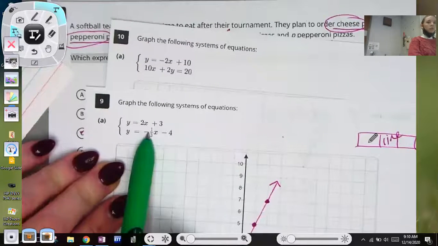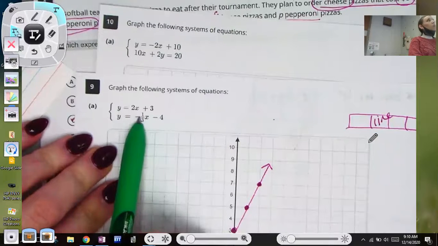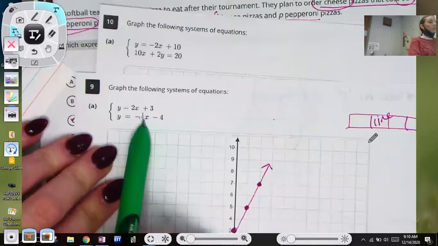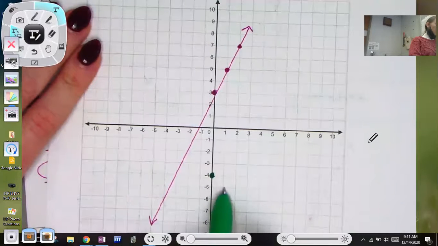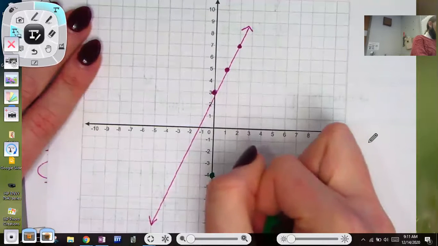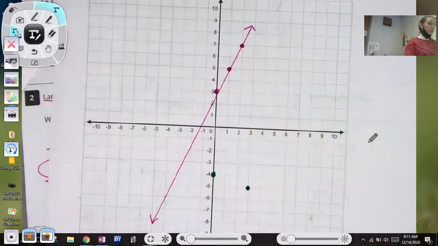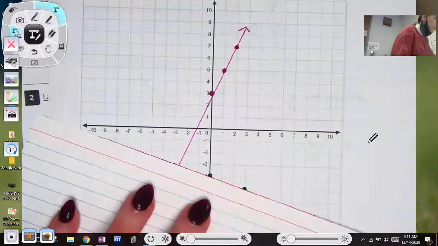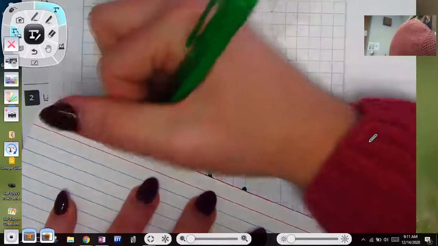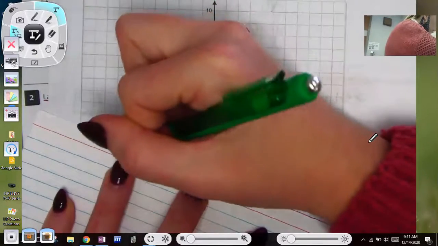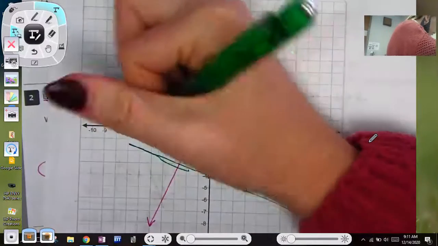Down 1 over 3. Down 1, to the right 1, 2, 3. I didn't see, your pen was on the dot. I have to look. I'm butchering that.